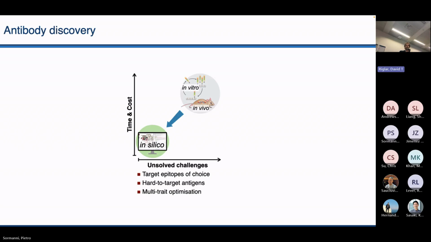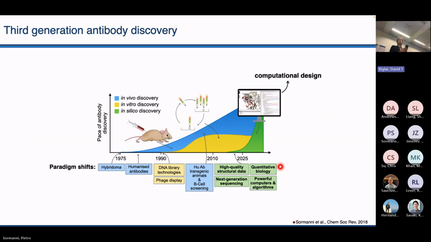And the way we are trying to do it is by introducing a new generation of technologies based on computational design in silico. And we think we can do this now because we have these very powerful computers and algorithms like AI, but much more importantly, we have a good number of high-quality structural data and a huge number of antibody sequences from NGS of repertoires.